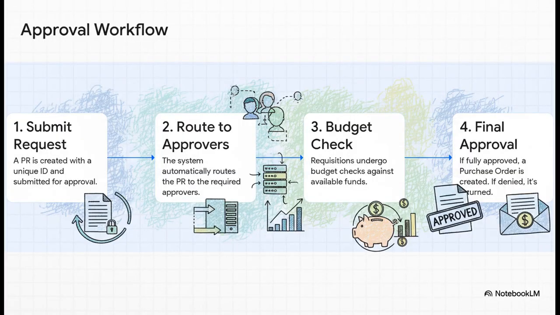And here's that gauntlet in action. So the second you hit submit, your request gets a unique tracking number, and the system automatically sends it to the right people. First stop is usually your manager, but then it faces the most critical check of all, the budget check. Is there actually money set aside for this? If the funds are there, and if everyone signs off, only then does it get that final, glorious approval.